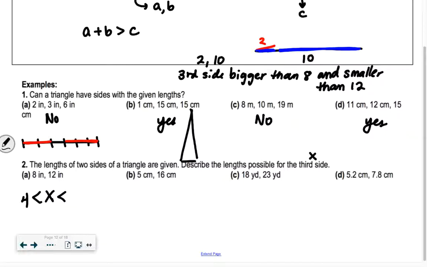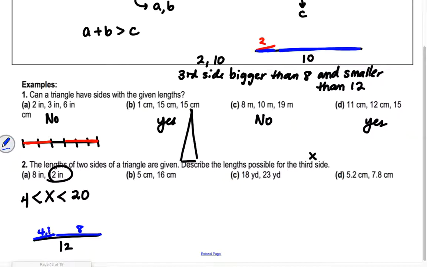And then what's the biggest that it could be without being equal to it? 20. Does that make sense? So our third side has to be between 4 and 20. So if 12 was the biggest, right? That's what I'm saying. I can't have a 4 and an 8 and create a triangle with that. They would be flat against that 12. Do you guys understand what I'm saying there?